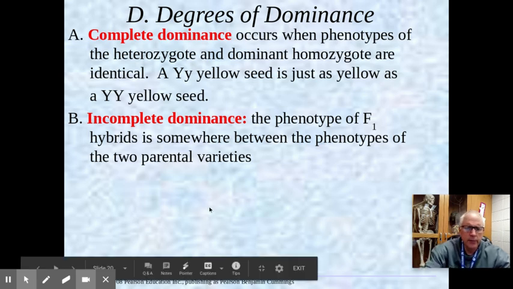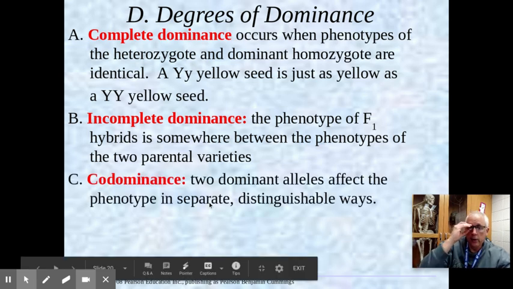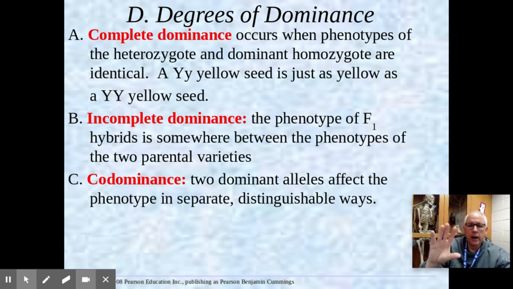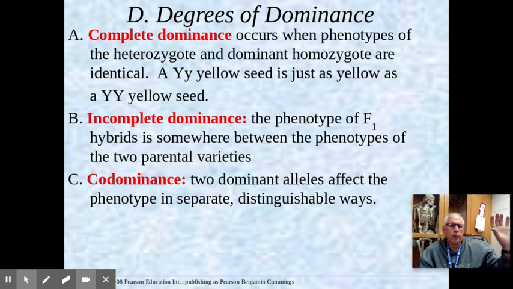Incomplete dominance, let me put both these up there. Incomplete and codominance, same Punnett square, but different look in the organism. Okay, so let me try to explain this so it's not confusing. With incomplete, I am going to get a blend. So let's say I have a red flower and a white flower, and I bring them together and I get a pink one. They blend.